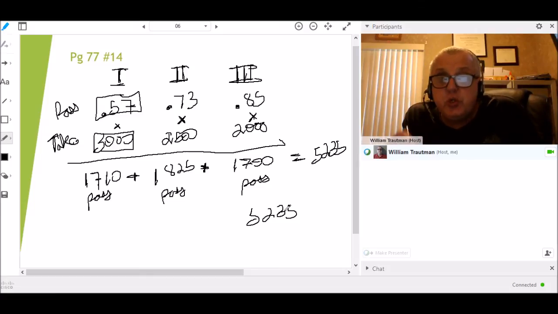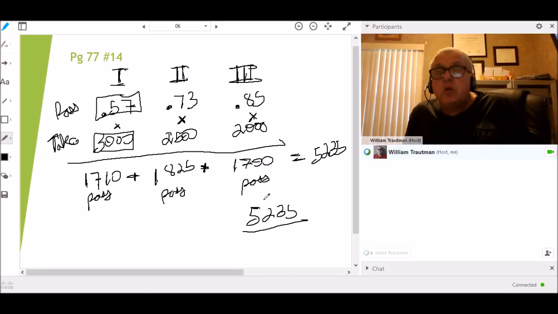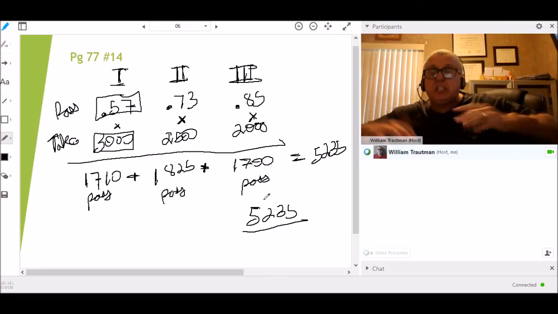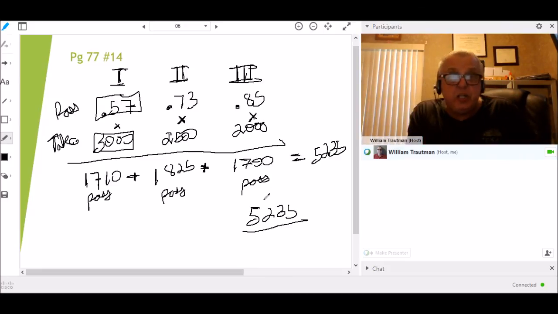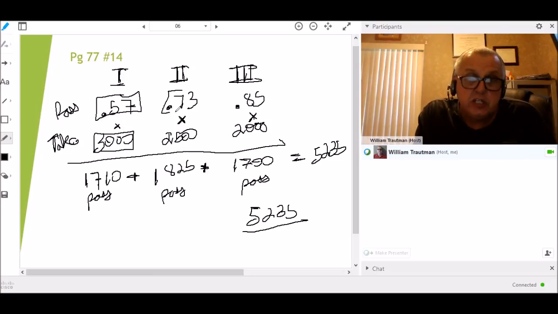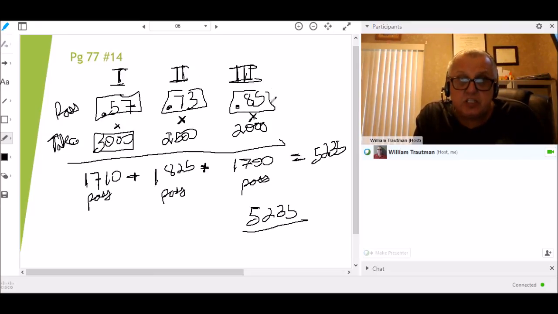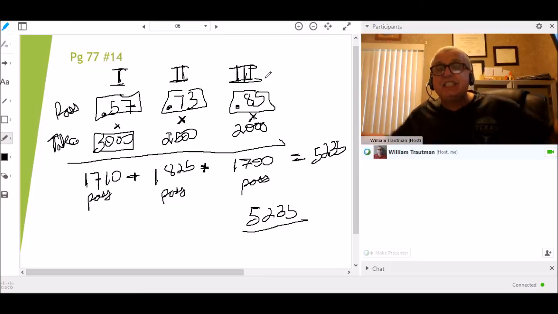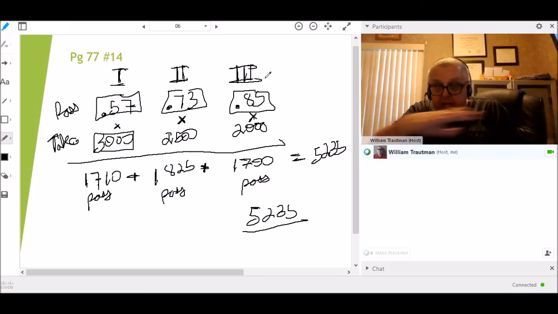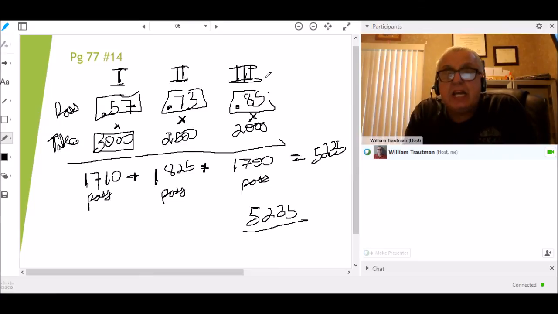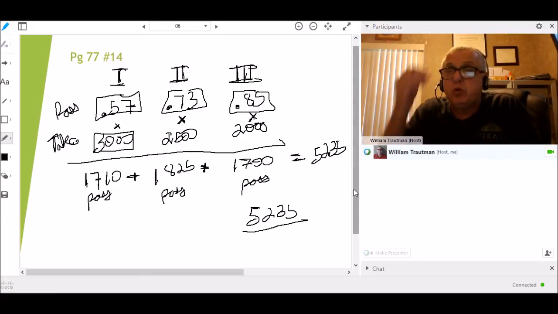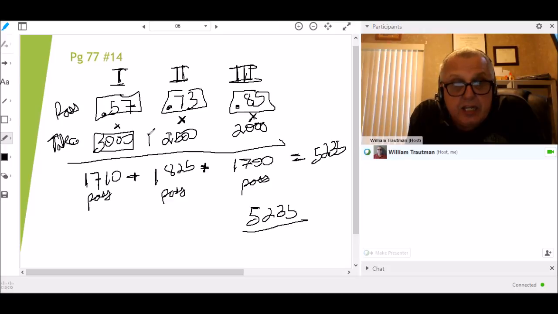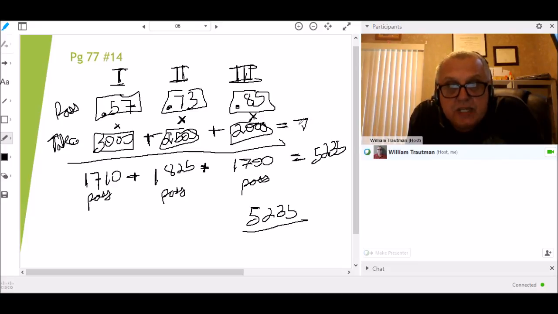My question to you is, it has to be over the total people. They want to know the overall pass rate of everybody who took the test. We know test 1 was 57%, test 2 was 73%, and test 3 was 85%. But what's the entire pass rate of everybody? Add up all the people who passed it and divide it by the total number of people who took the test. Here's all the people who took the test: 3,000 plus 2,500 plus 2,000. If you add those all up, you get 7,500.